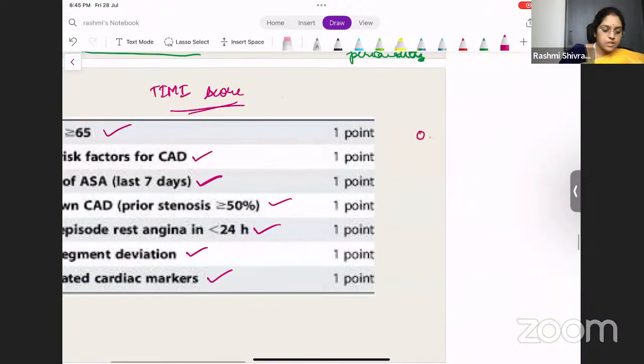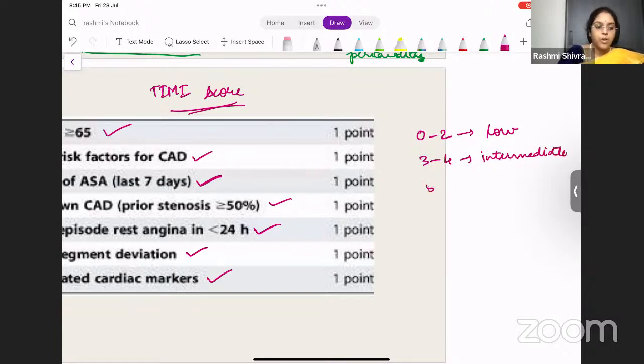When the score is 0 to 2, it is low risk. Then 3 to 4 will be intermediate risk. Then what about 5 to 7? It is high risk. The more the number of points, the more the risk for MI.